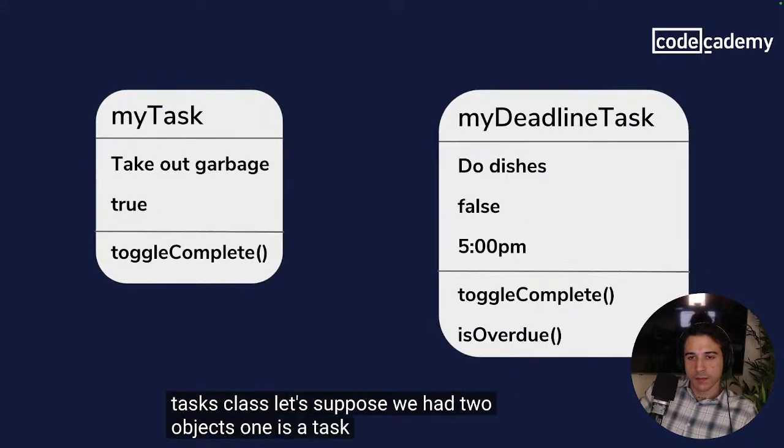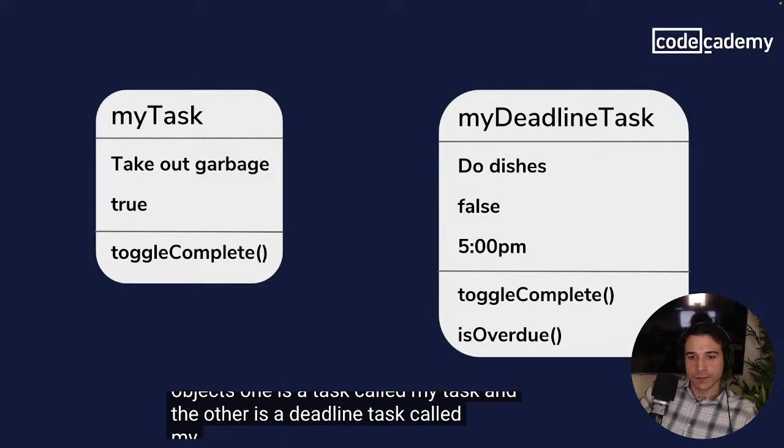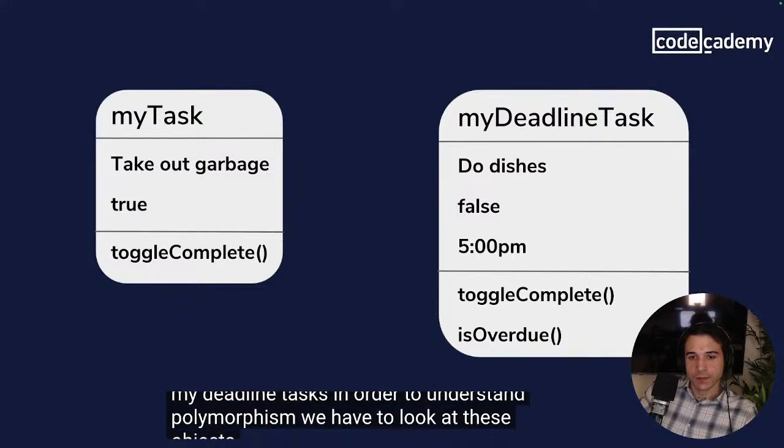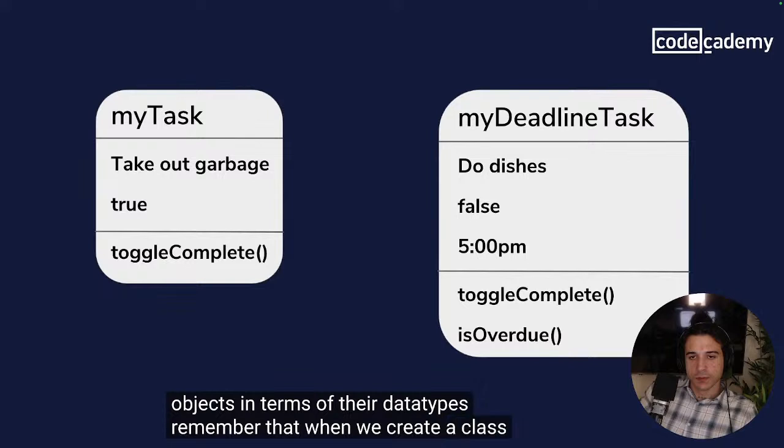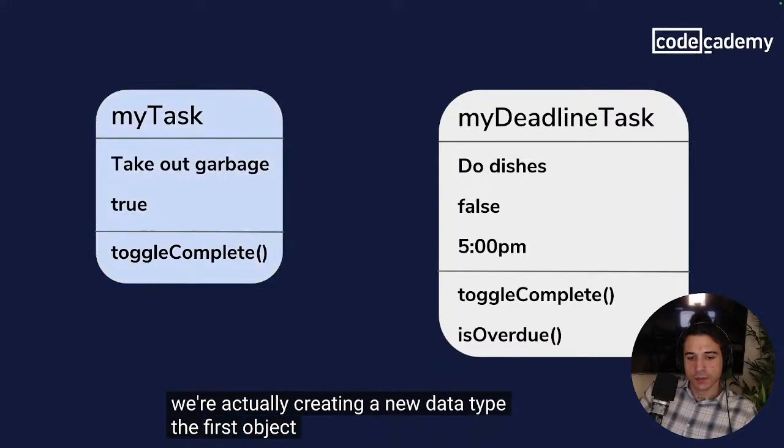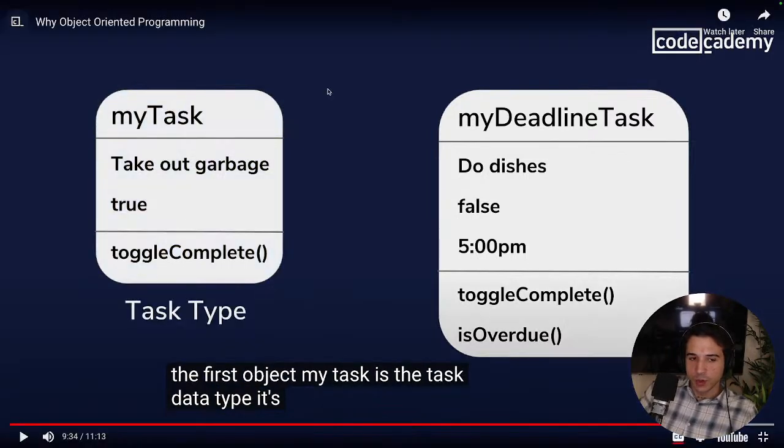Let's suppose we had two objects. One is a task called myTask, and the other is a deadline task called myDeadlineTask. In order to understand polymorphism, we have to look at these objects in terms of their data types. Remember that when we create a class, we're actually creating a new data type. The first object, myTask, is the task data type.